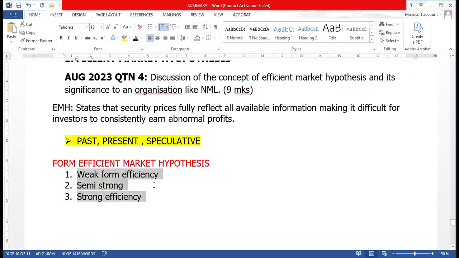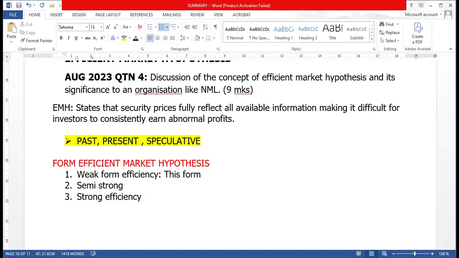So we have three forms. The first one is weak, the second is semi-strong efficiency, and the last one is strong efficiency. Now, what is weak form efficiency all about? Here we are looking at the past. Let me just try to summarize.